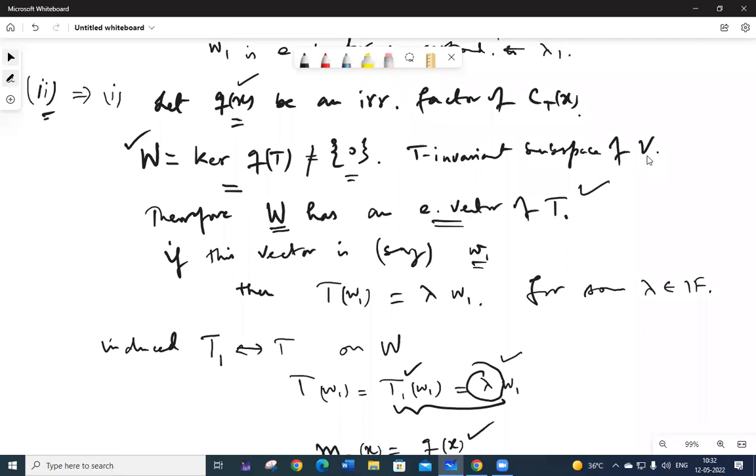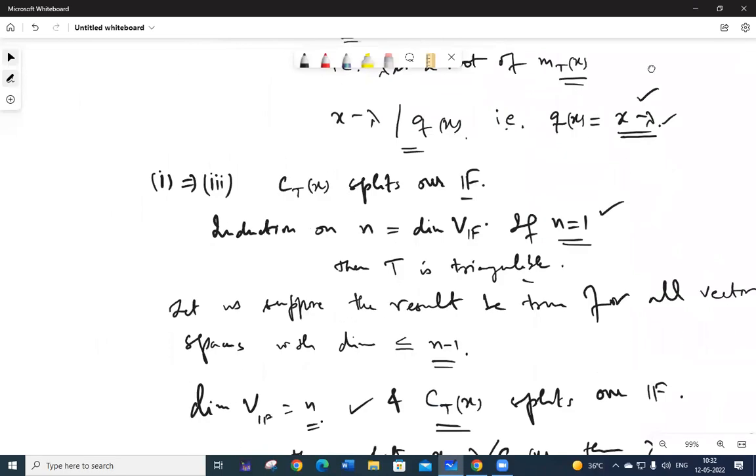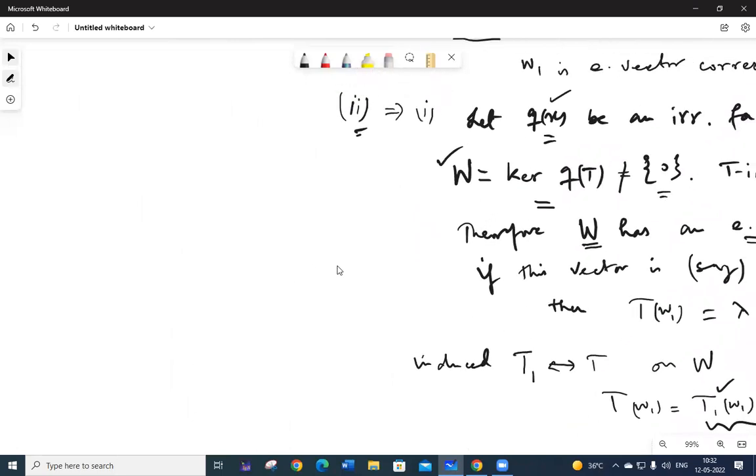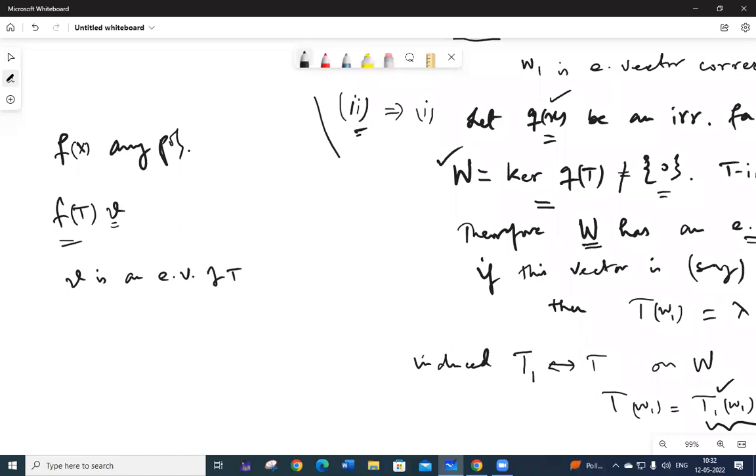Yeah, that is okay. Now, if you look at that, I just prove one result here. Let me just take sideways. Here, let me write. If f(x) is any polynomial, then you look at f(T). This is an operator. If you apply this on an eigenvector of T, say v is an eigenvector of T, then what does that mean?